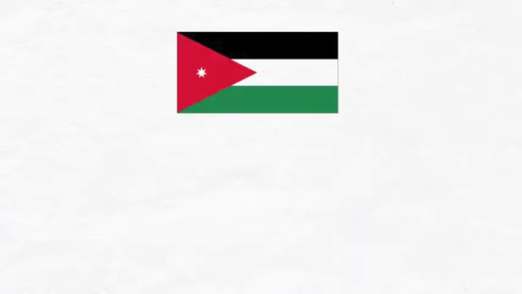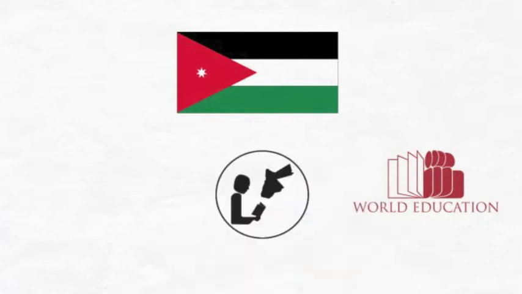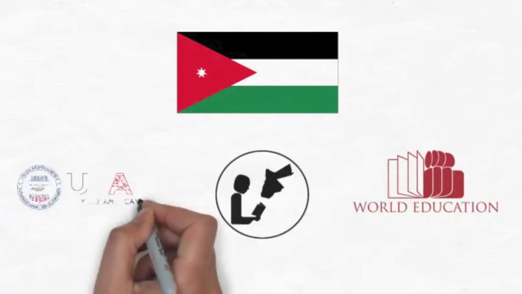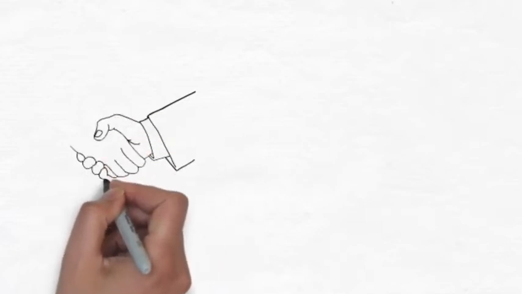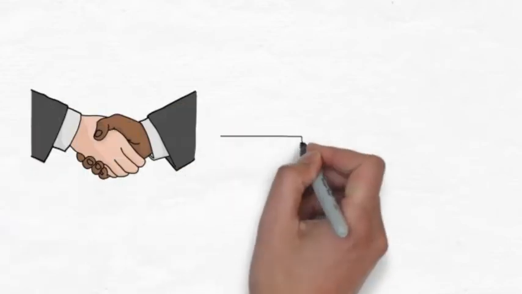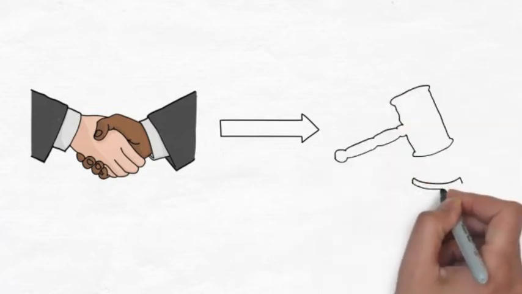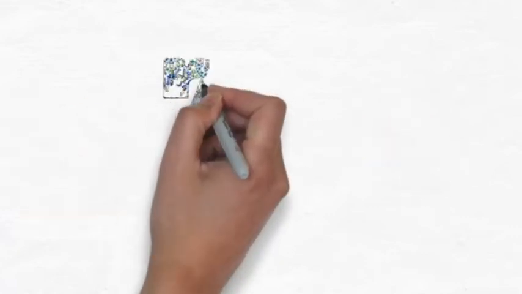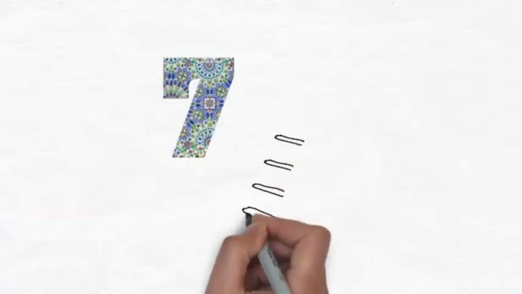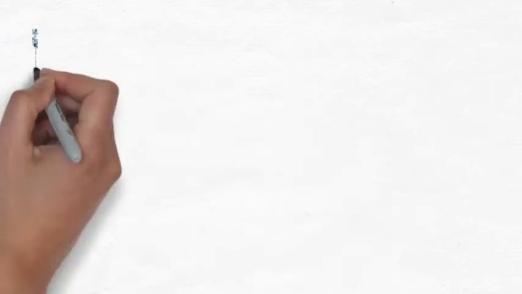In Jordan, World Education and the National Center for Human Resource Development, or NCHRD, collaborated under the Monitoring and Evaluation Partnership Project, funded by USAID. The project demonstrated how policy studies have the potential to impact policymakers and create real change. World Education's policy study process guides researchers through 7 steps to assess an education policy.